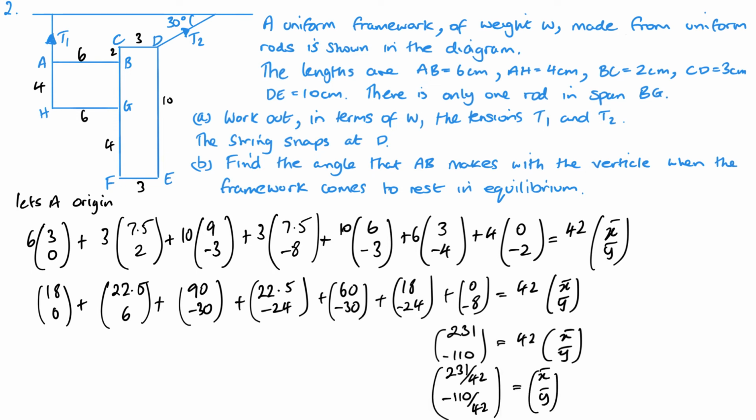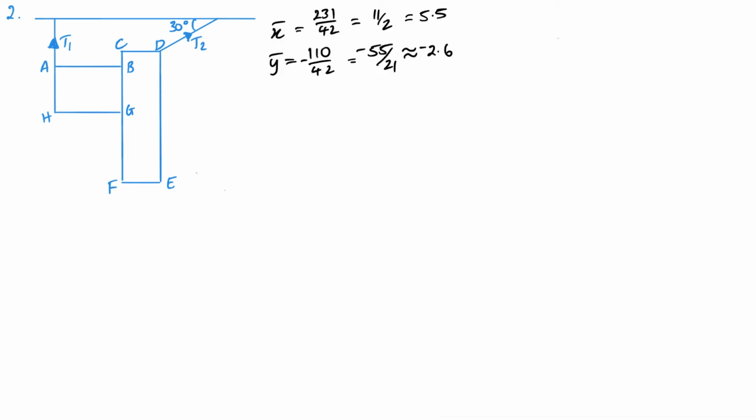Now that we have the centre of mass of our framework, we can go ahead and work out T1 and T2. Here we have 11/2 or 5.5 across, which will be just shy of this line, and -2.6 down, that's 4 down, so just down by here somewhere. So I'm going to pop it in about there. That's roughly where our centre of mass will act, and it's going to be acting straight down.